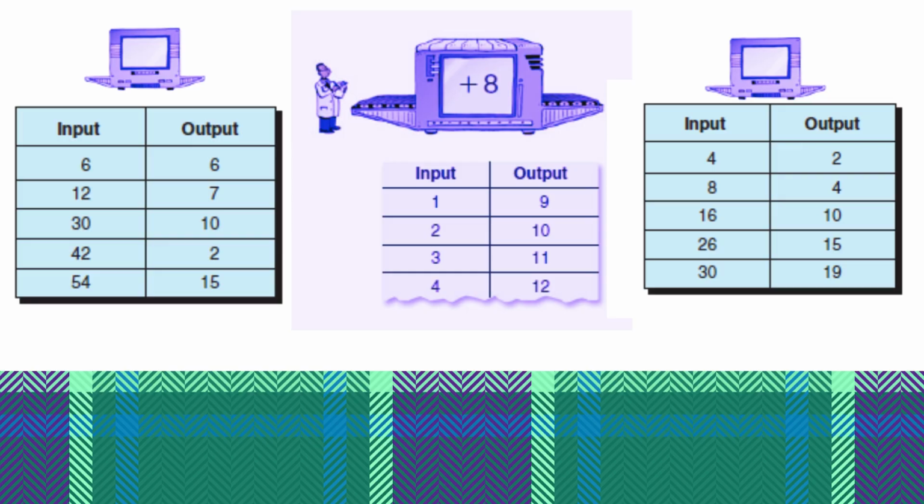I'm going to be showing you some examples of input-output tables in this lesson. Remember, an input-output table is like a special code machine. You put a number in, the input, and follow a specific rule, you get a different number come out. That's the output. By looking at several inputs and outputs, you can figure out the secret rule that connects them.